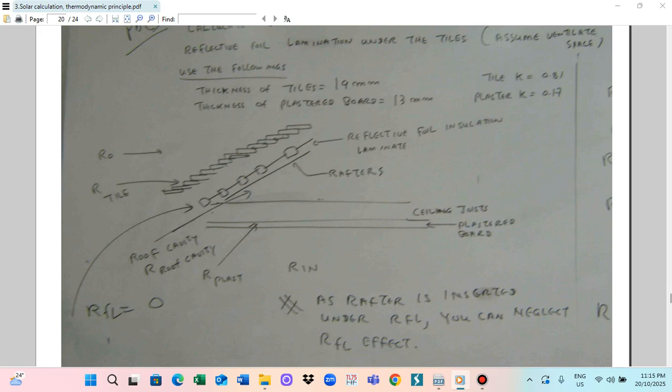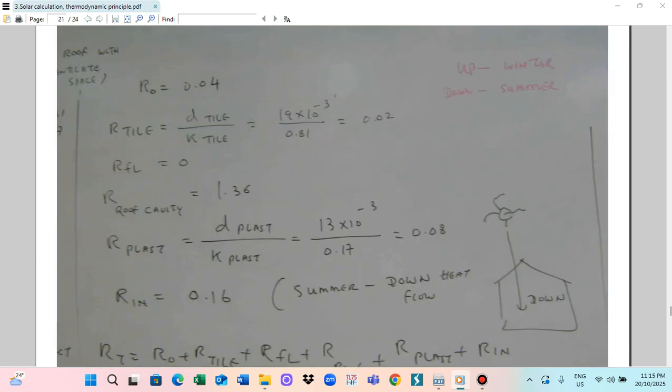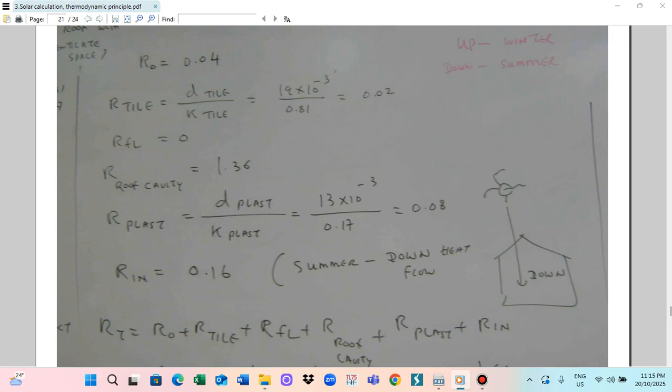So for the air bar R type, you have to calculate T divided by K. The thickness of the tile will be 19 millimeter: 19 into 10 power minus 3, and K is 0.81. Then you can calculate the R size. By solving this, it will be 0.02. So R size we got, and also the RFA is 0.